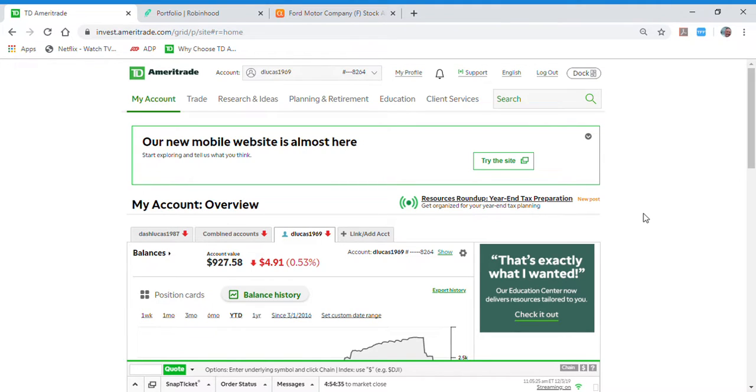Good morning, and I want to go over some things today. We want to get a little bit more into the actual research part of investing, especially for dividend stock investors.